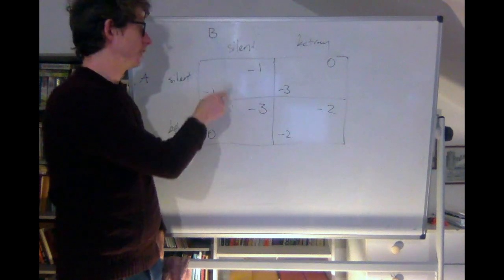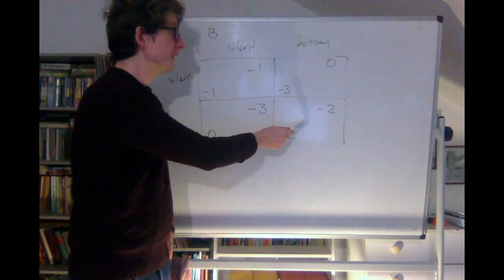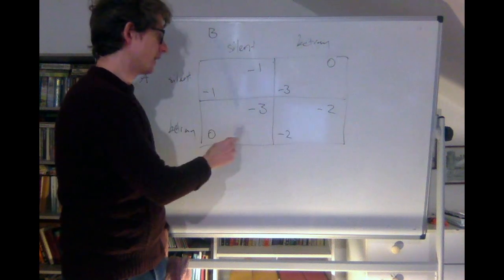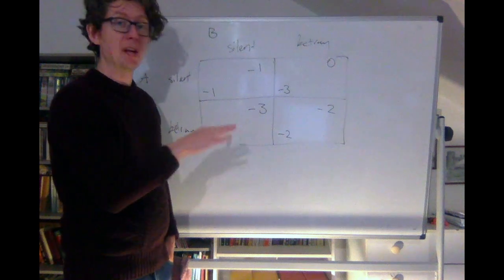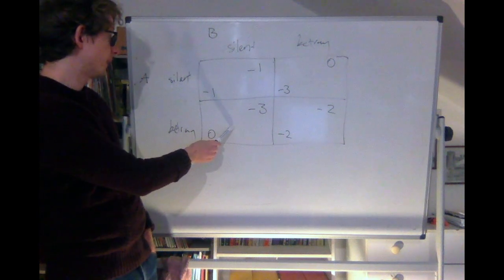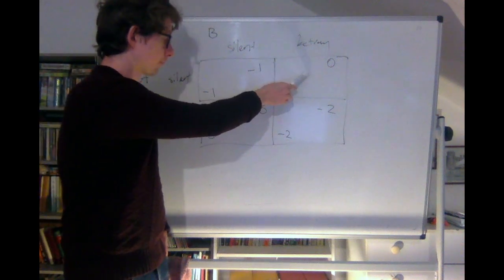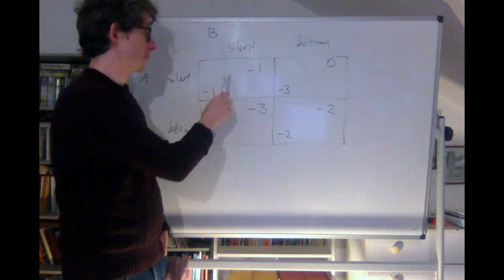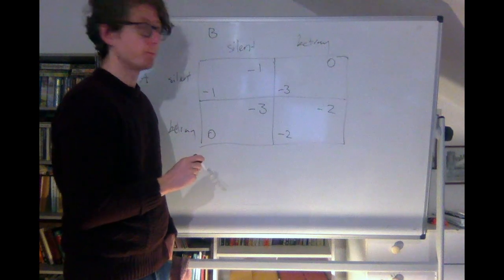So this cell is the outcome of both people staying silent. This cell is the outcome of both people betraying each other. And these cells are both cells which have an outcome where one person betrays the other. So in this outcome, A betrays B and B stays silent. And in this outcome, B betrays A and A stays silent. So each of our cells are outcomes in the sense that we mentioned earlier.